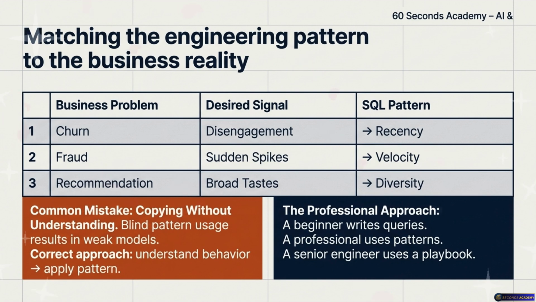Better hypotheses create better models. You can't just throw the whole spice rack into the soup and hope it tastes good. You have to understand what the ingredients do. Which brings us to a really tricky scenario. What happens when the playbook completely fails?